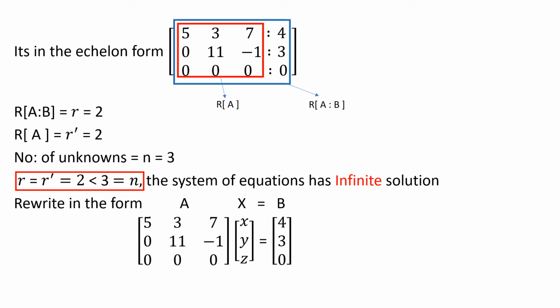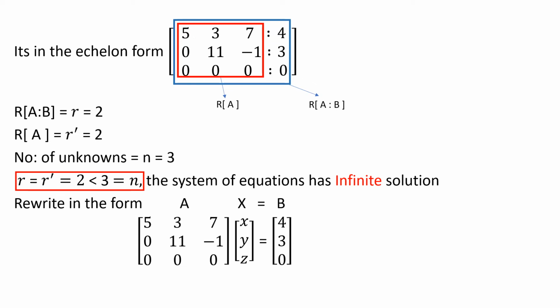Now it is in the echelon form. So the rank of the augmented matrix, there are two non-zero rows, therefore the rank is 2. And the rank of the matrix A, there are two non-zero rows, rank is 2. And the number of unknowns, that is the number of variables, is 3. So R is equal to R dash is equal to 2, and that is less than 3, the number of variables. The system of equations has infinite number of solutions.